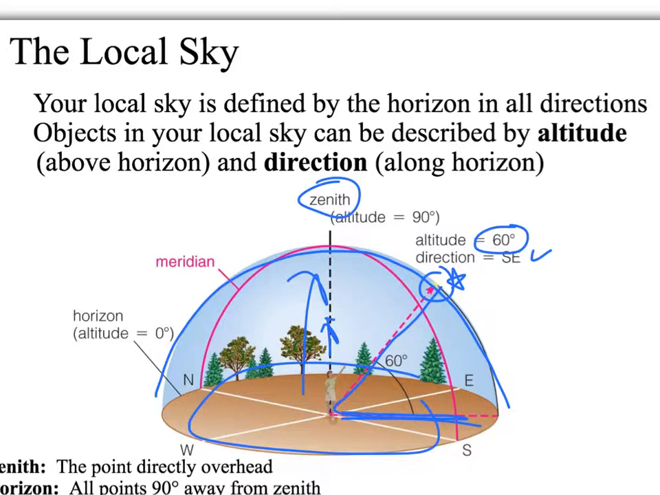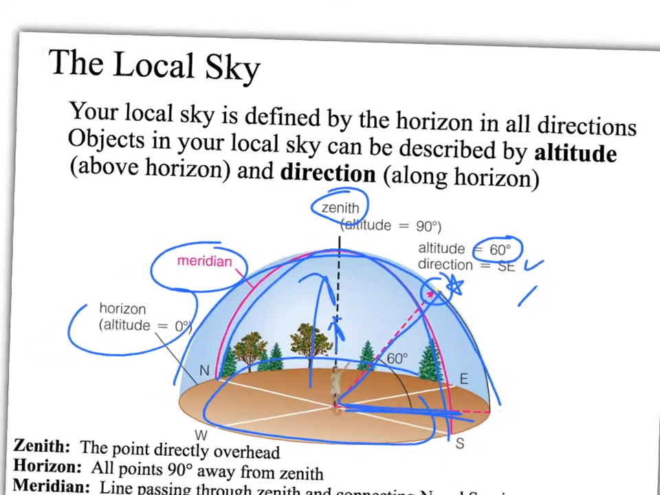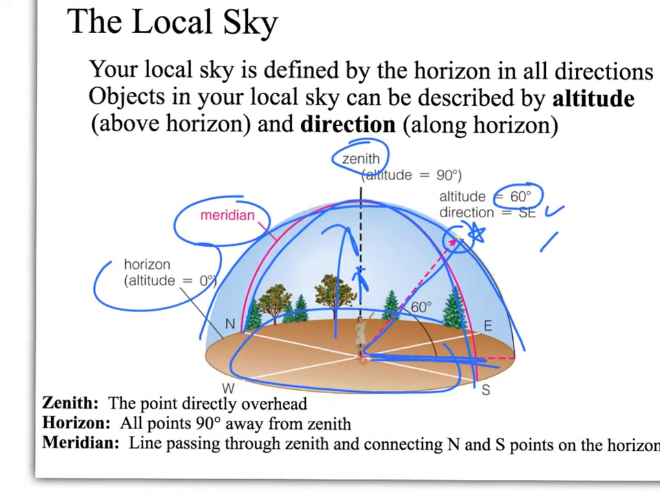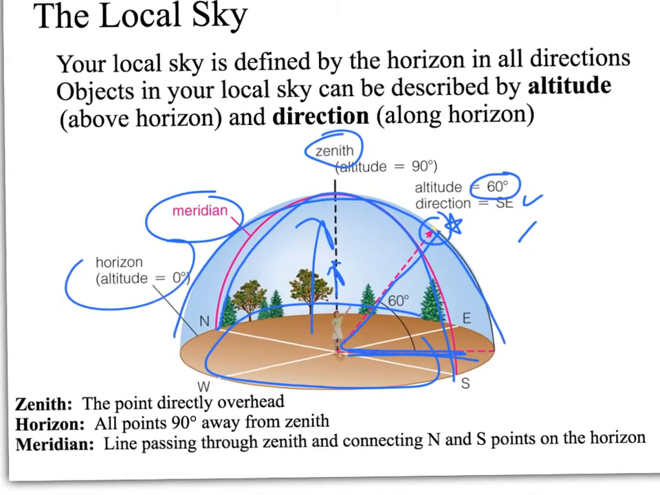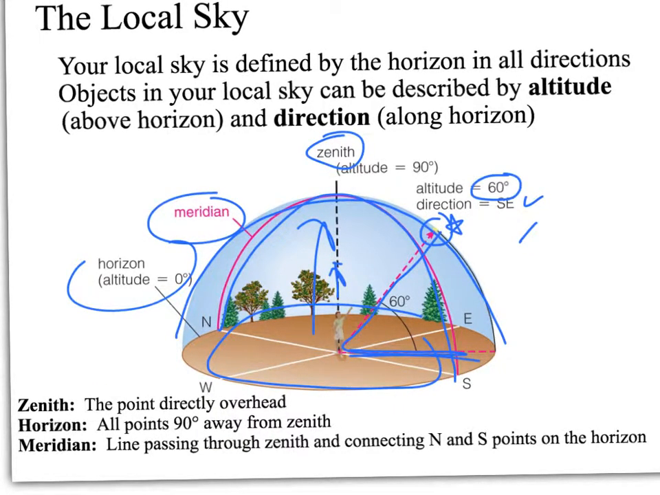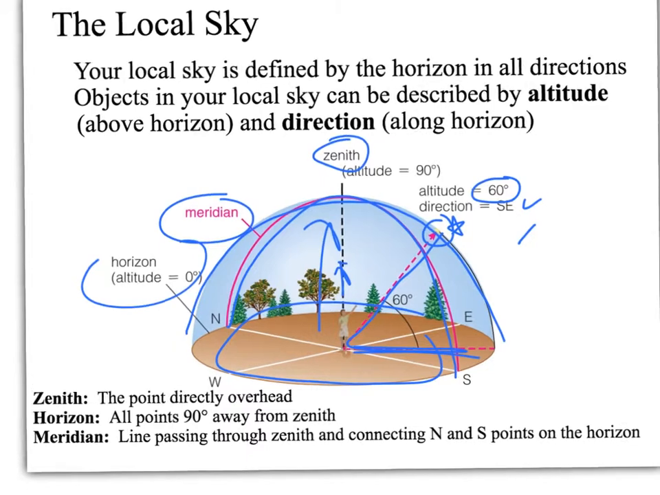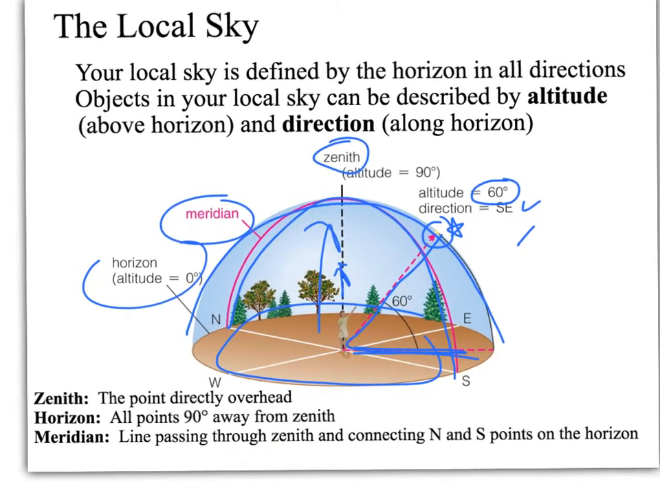The meridian is a special line that passes through the zenith, going from due south to due north, or due north to due south, but that's your meridian. The horizon, of course, is at 0 degrees altitude. So that is your local sky. It is helpful sometimes, for instance, if you're going to catch the International Space Station on a pass, where you need to look in your local sky can be given for that.